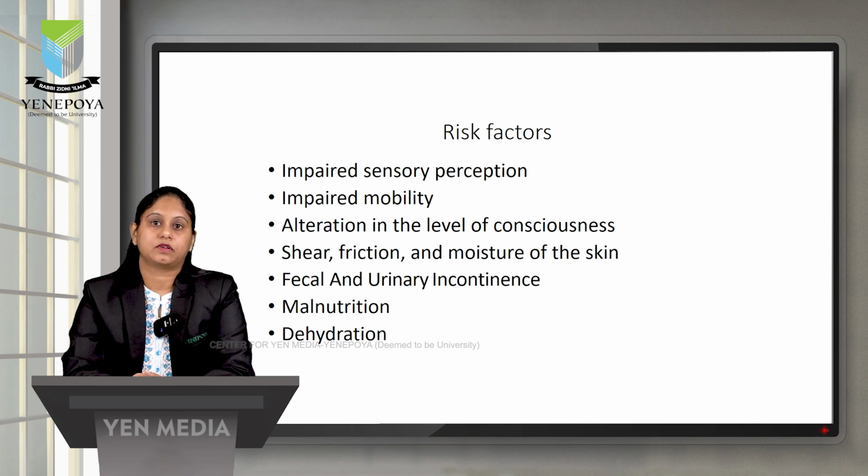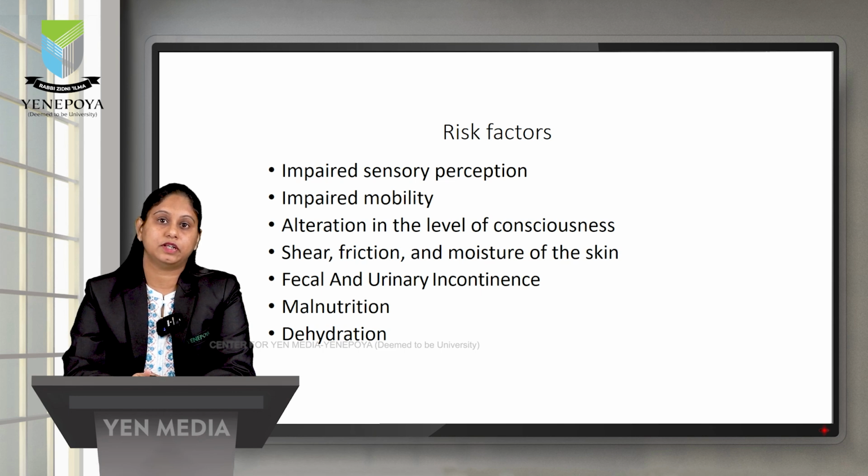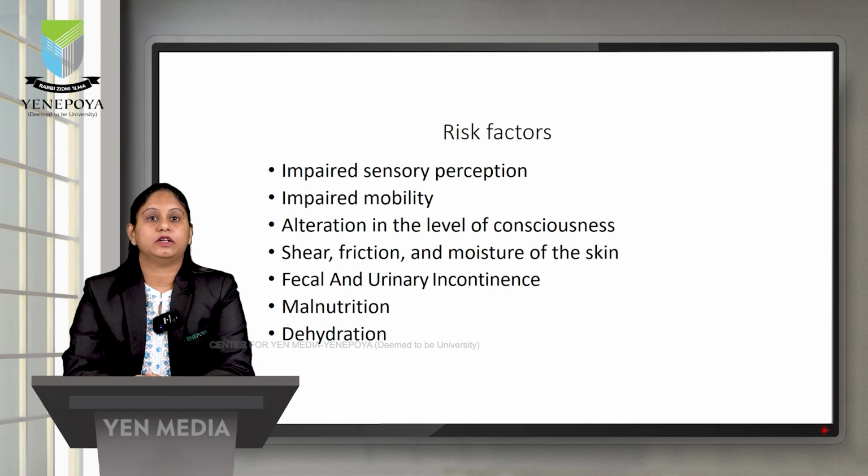Moisture of the skin. Here the moisture is very important for healthy skin. Excessive moisture can lead to development of pressure sores, which can occur because of perspiration, that is excessive sweating, or leakage of fluids, especially the fluid from the drainage system, or leakage of urine and fecal matter. Fecal and urinary incontinence. In patients with these kinds of issues, the risk of development of pressure sores is very common because of excessive moisture in the sacral region.